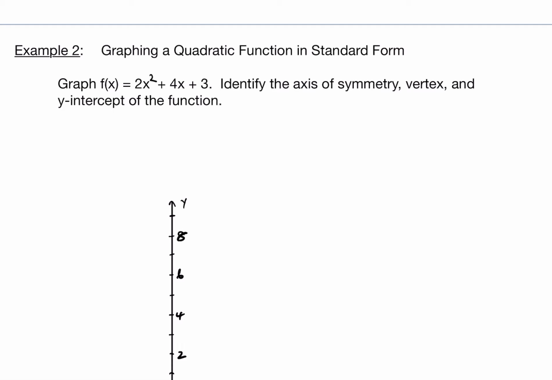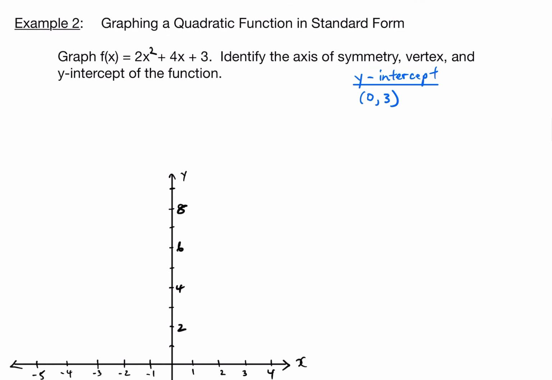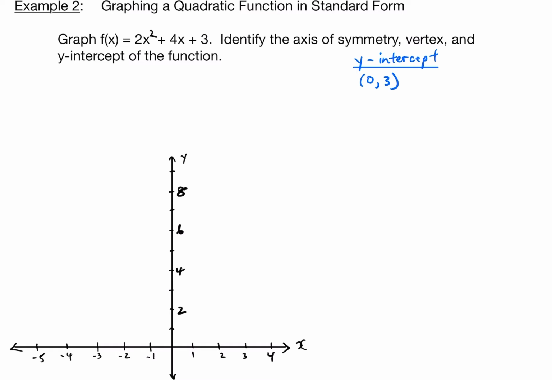First, let's identify the y-intercept. If you take a look at this function, we see that it ends with a +3. And so because it ends with a +3, we know that the y-intercept is going to be at (0, 3). So if we were to graph that, we would put a point at (0, 3).